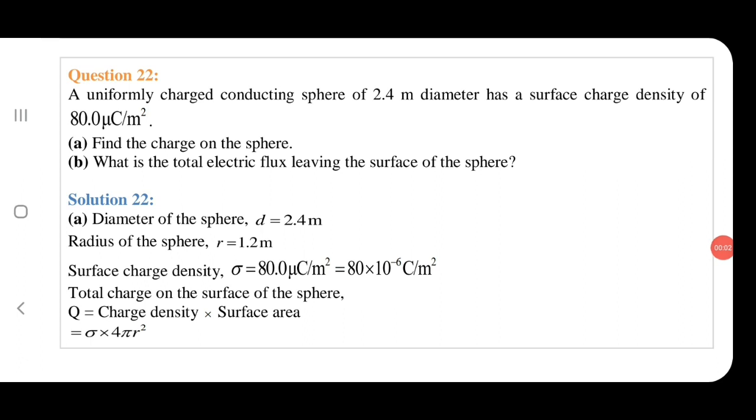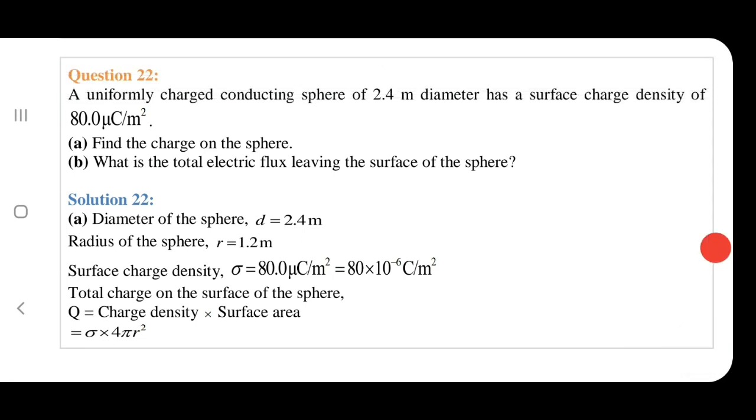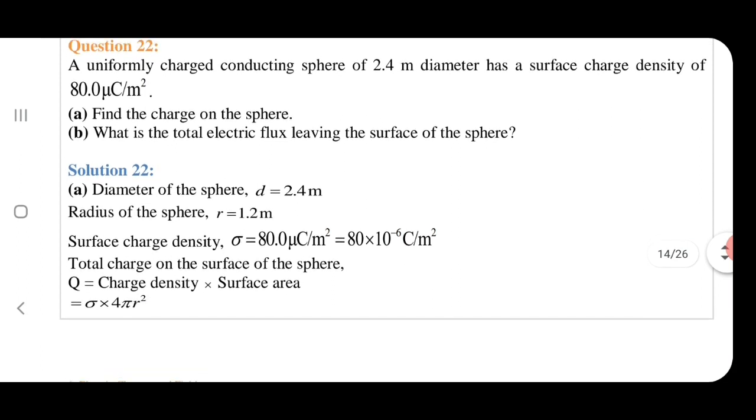Now coming to question number 22. A uniformly charged conducting sphere of 2.4 meter diameter has a surface charge density of 80 microcoulomb per meter square. Find the charge on the sphere, and what is the total electric flux leaving the surface of the sphere. That's what you are asked to find. So here surface charge density is given. First you are asked to find the charge.